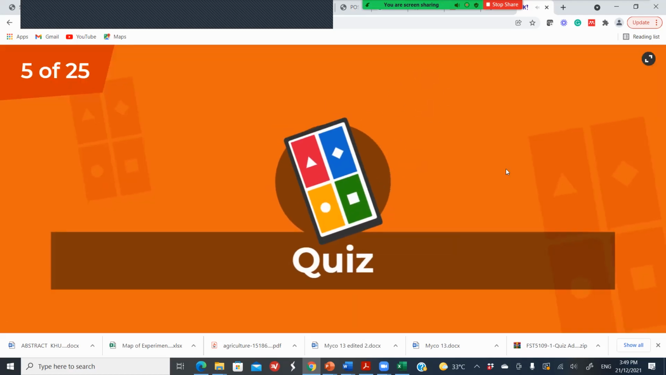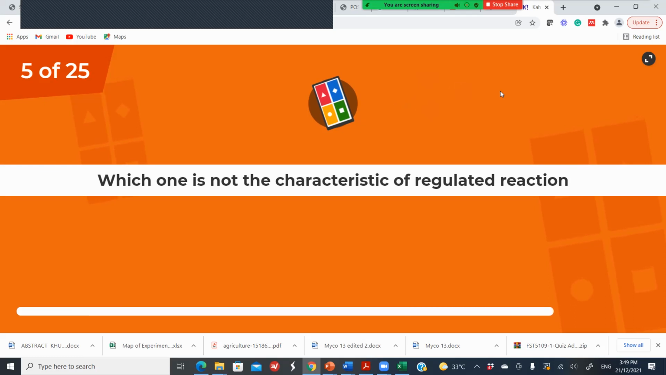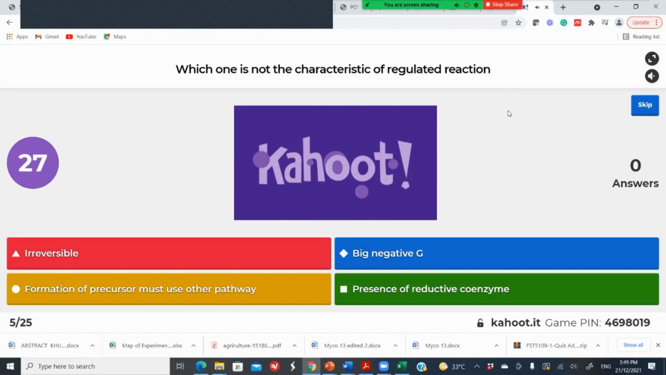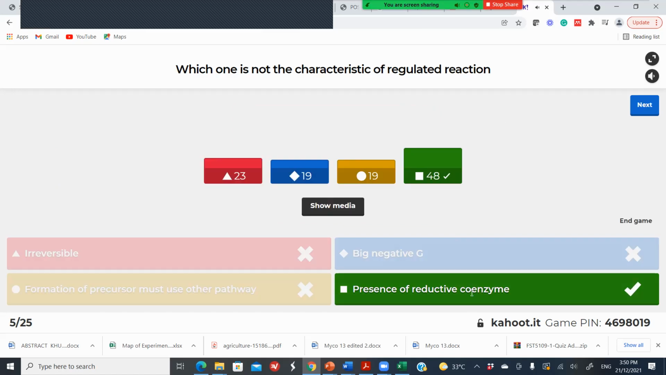Okay, CK, I'm not sure whether you are from this cohort or not. Okay, this is the only non-characteristic of the regulated reaction, in glycolysis, in the TCA cycle, and so on.